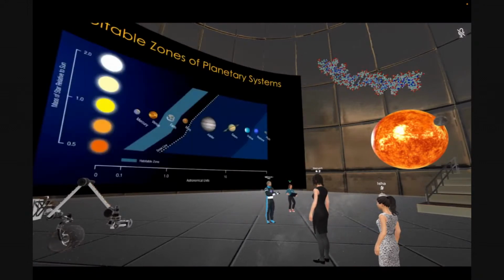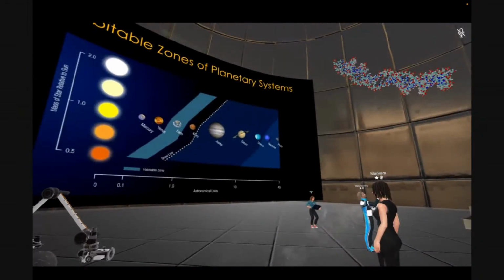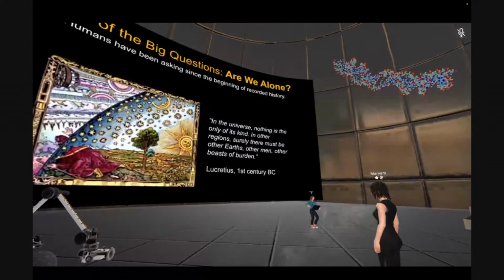We can take this concept of habitable zones of planetary systems and apply it to other solar systems to search for planets that may be capable of sustaining life as we know it. This will help us answer one of the most fundamental questions that we have, which is, are we alone in the universe? Humans have been asking this since the beginning of recorded history.